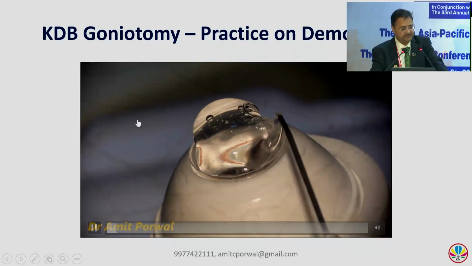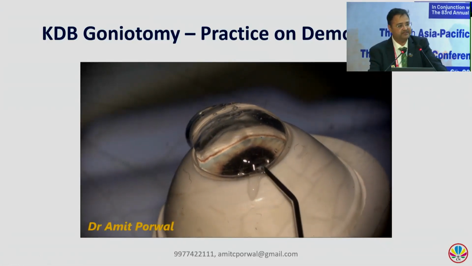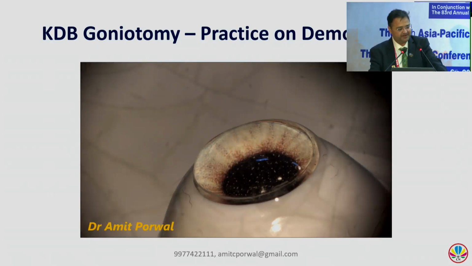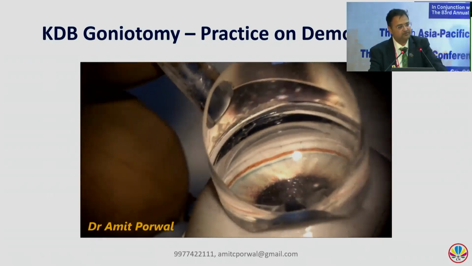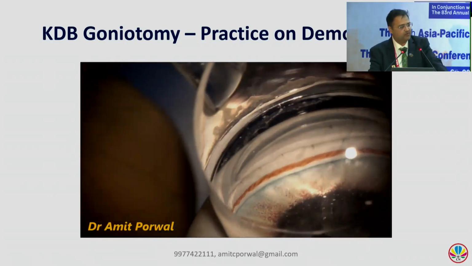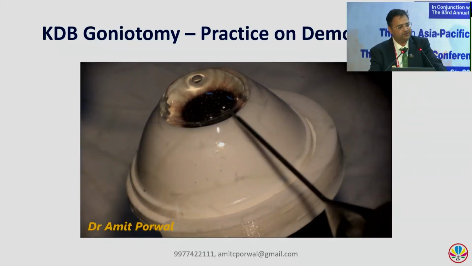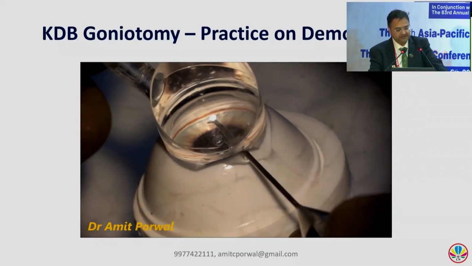So basically, in this, the procedure looks very, very easy because the trabecular meshwork is nicely formed, it's heavily pigmented. So you feel that it's very easy to perform this surgery. That's in the demo eye. But in the human eye, it can't be so easy unless you know how to do an intraoperative gonioscopy.